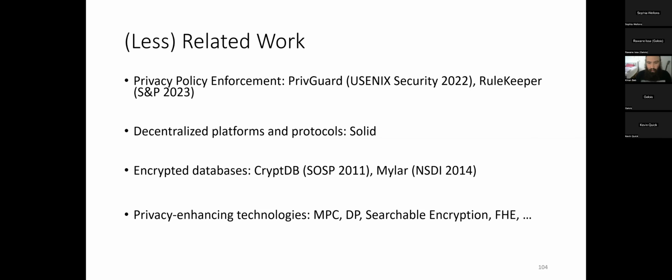Now, of course, there's more complexity here because what if data is shared between different people? Then how do you delete it if it's under the control of some other users? So there's some interesting work to be done here.